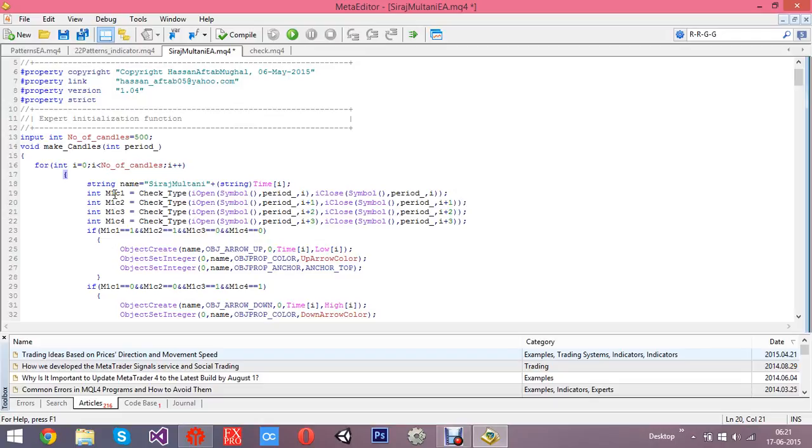But the general idea is that M1 is an integer value, and that value is to check the type of the candle, the type of the first candle, that is, whether that candle is a bullish candle or a bearish candle. So whenever I call this check type function, it checks the type of the candle.